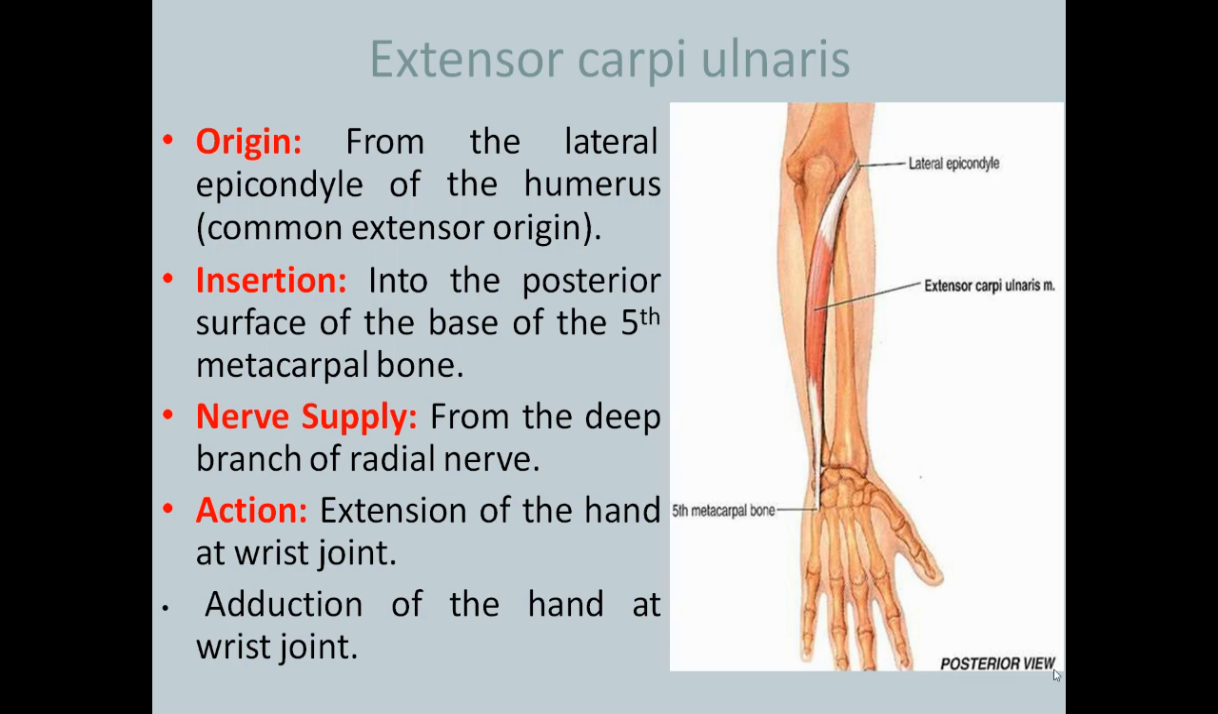Now we will see the extensor carpi ulnaris muscle. It takes origin from the lateral epicondyle of the humerus, and it will insert into the posterior surface of the base of the fifth metacarpal bone. It is innervated by the deep branch of the radial nerve, and the action is extension of the hand at the wrist joint and adduction of the hand at the wrist joint. You can see the muscle here in this picture, and you can see the origin and insertion as well.